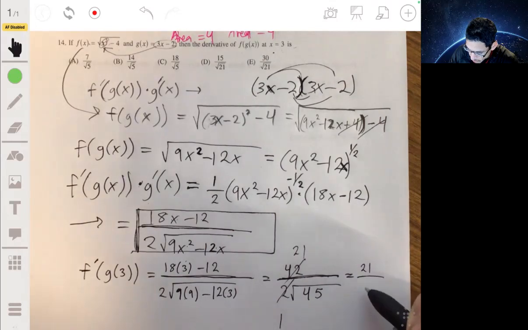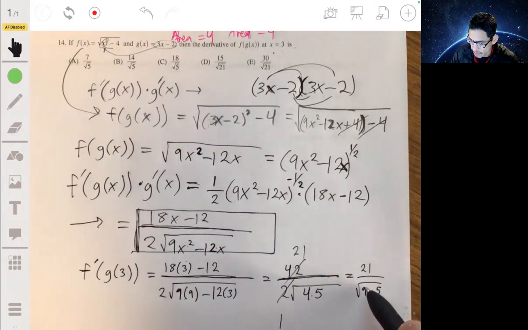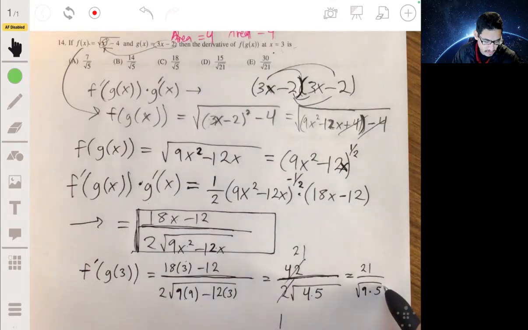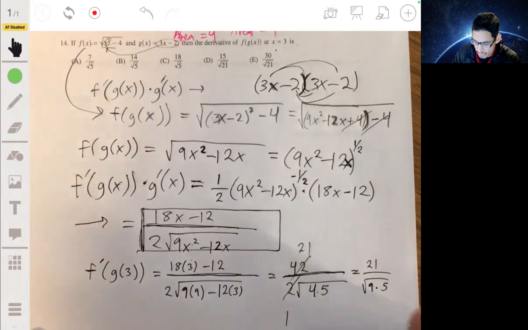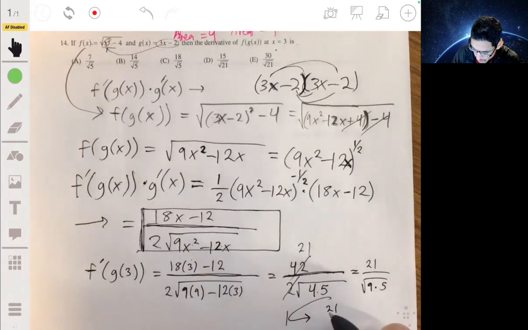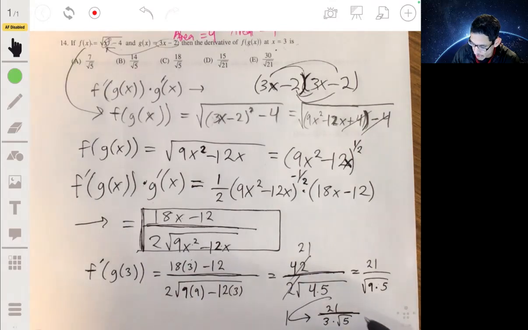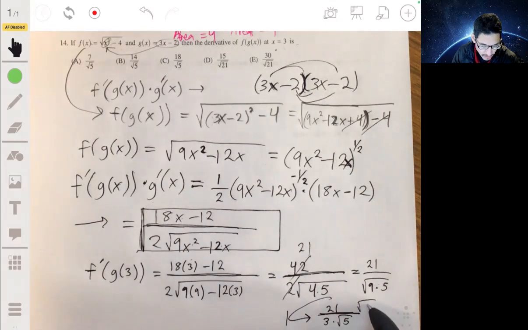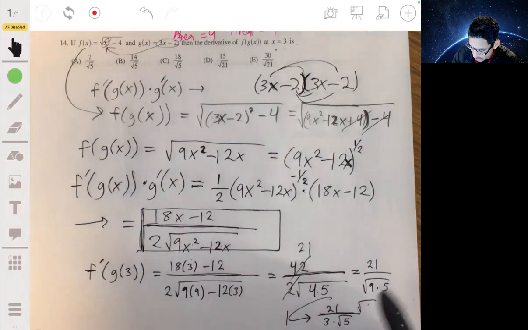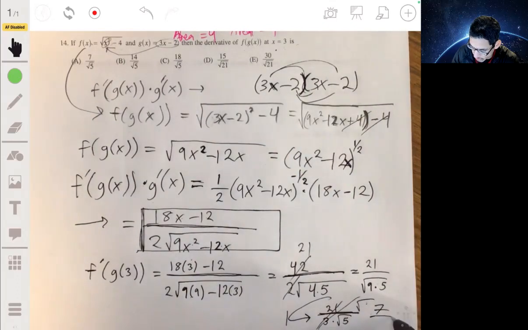So 21 over the square root of 45. You can break 45 as, remember, 9 times 5. So 3 times the square root of 5 here. They're going crazy with the rationalization. So then we go to the next line here. 21, remember the square root of 9 times the square root of 5. The square root of 9 is 3 times the square root of 5. They have it in this form. This just becomes 7 over root 5.